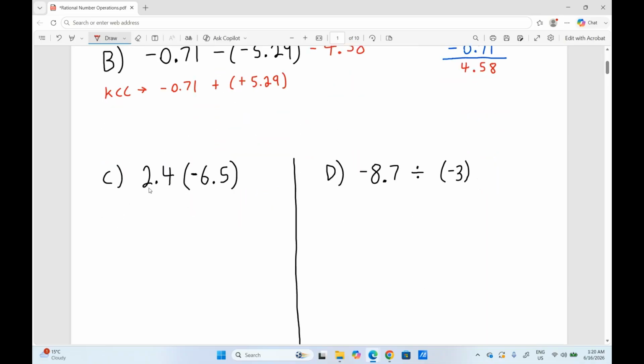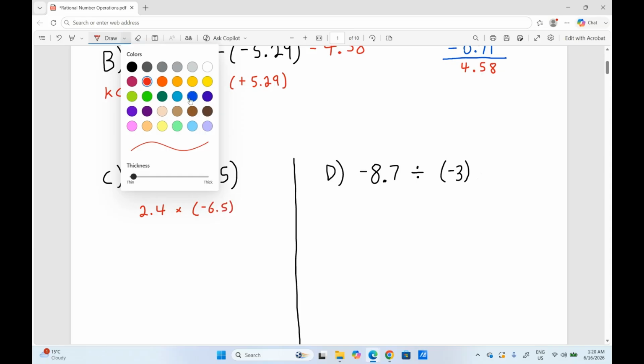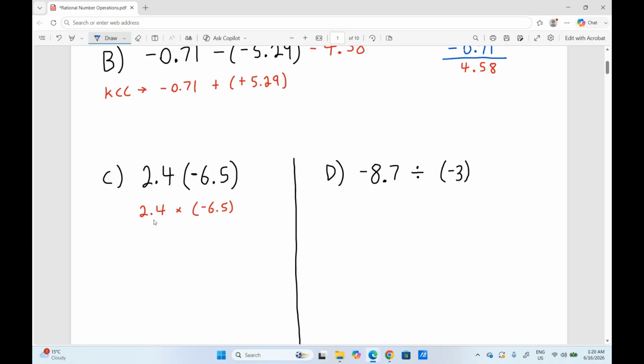Okay. Question C, when you have a number and then brackets next to it, it implies that they multiply together. So this would just be positive 2.4 multiplied by negative 6.5. So in this case, I'm just going to compute the multiplication. To multiply my decimals, I have to move the decimal place over until I get a whole number for any decimal number. So in this case, after I move my decimal places, I'm now going to get 24 times negative 65. Now I'm just going to multiply and ignore the negative for now.